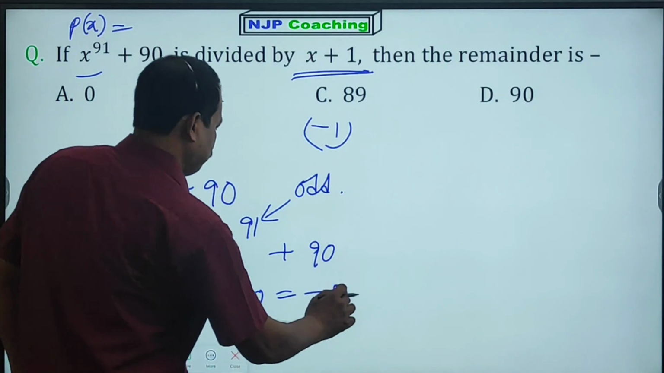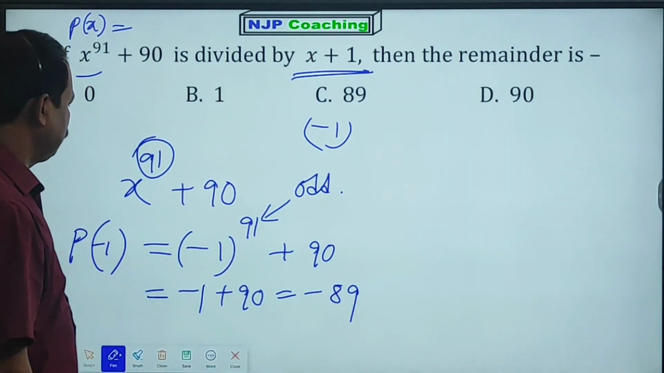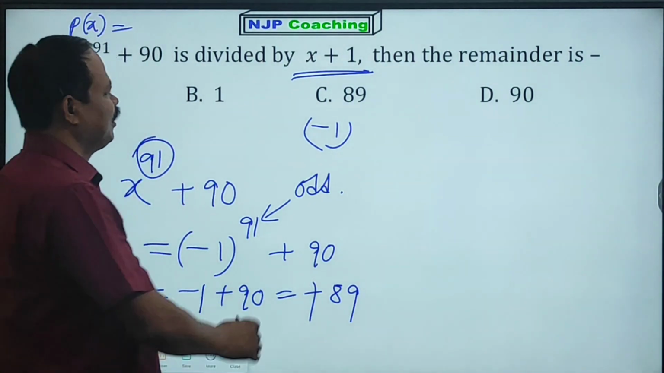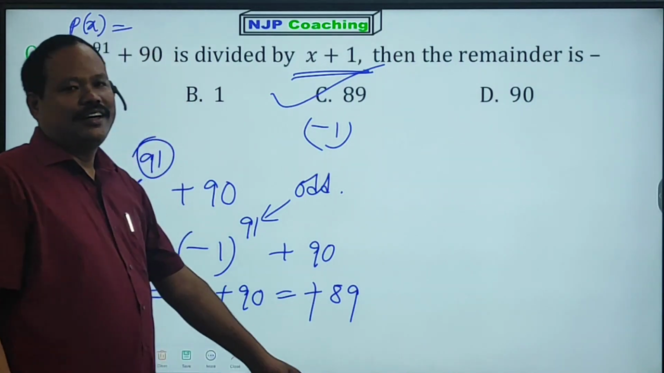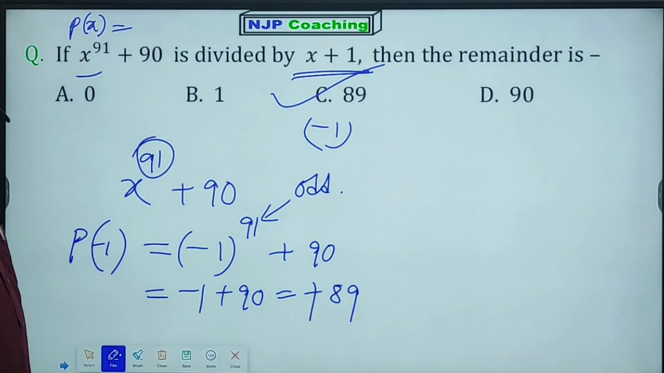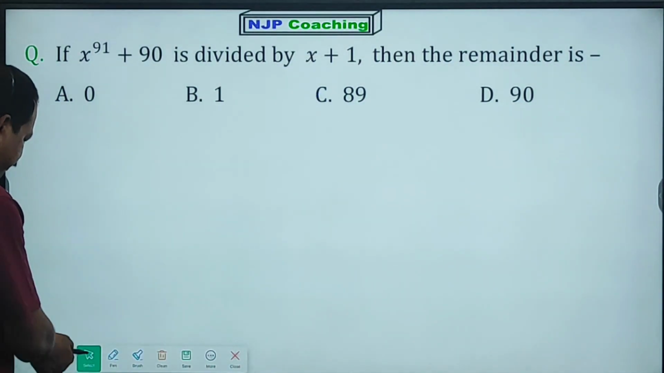So what is the result? Minus 1 plus 90, that is 89. So 89 is the right answer. Correct? Okay, fine.